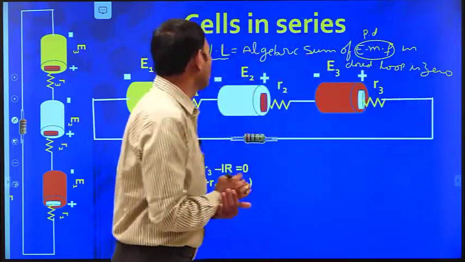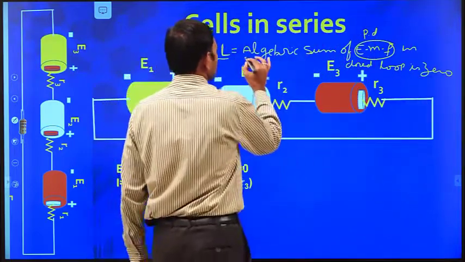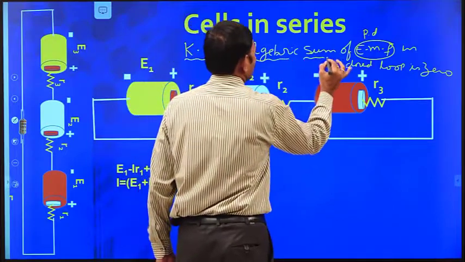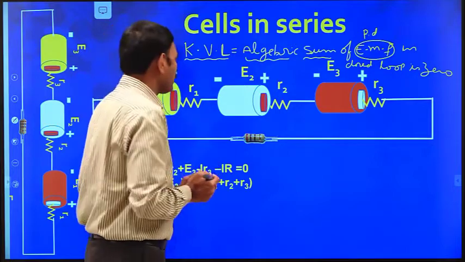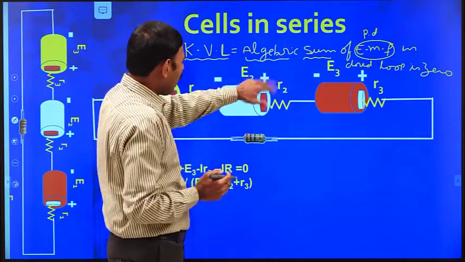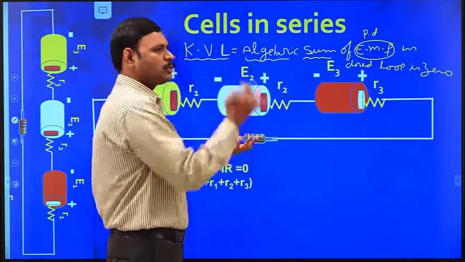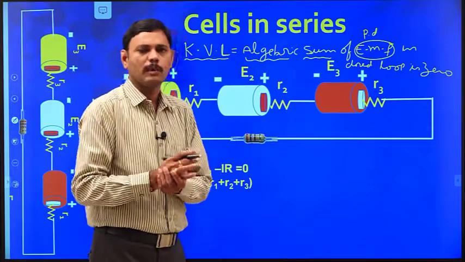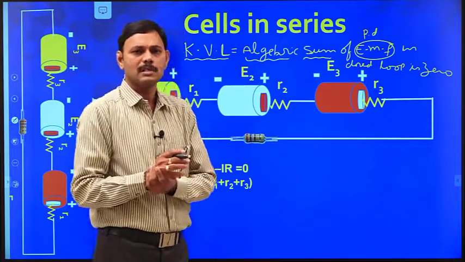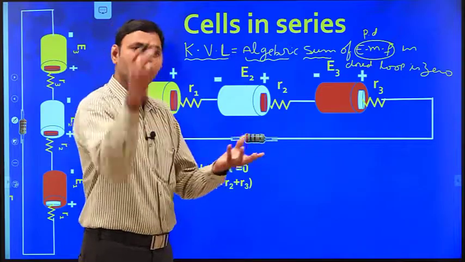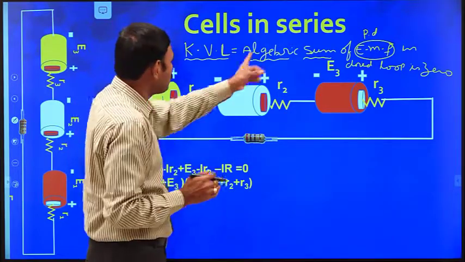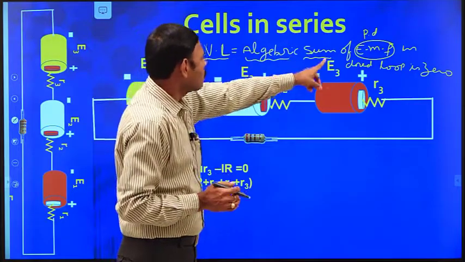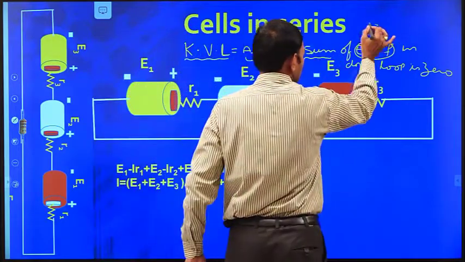Algebraic sum means take positive and negative according to the sign of the potential difference. We have to add with proper sign. Positive potential differences are considered positive, negative potential differences are considered negative. Take the sum along with the sign. If you take the sum along with their sign, that becomes the algebraic sum of potential differences.